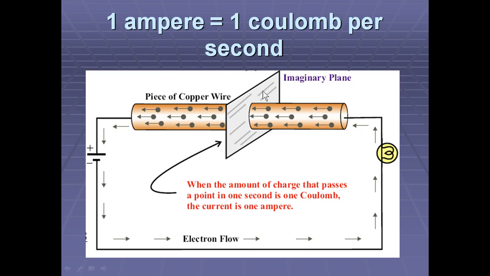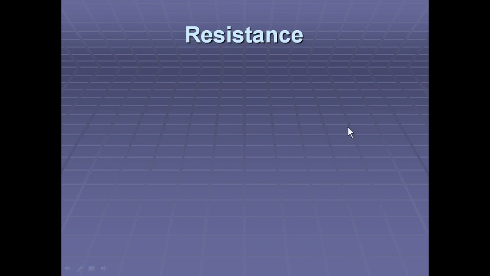If I explain this diagram, this is an imaginary plane. This is a piece of copper wire. So when the amount of charge that passes a point in 1 second is 1 coulomb, the current is termed or called 1 ampere. This is how electrons are flowing.